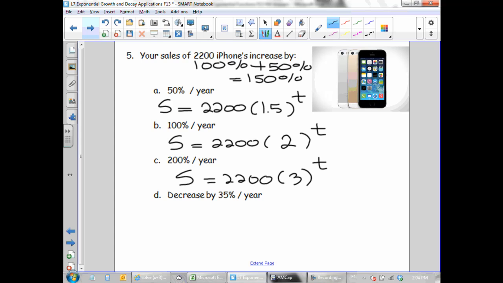How about this one, though? You have a bad year with your iPod sales. Remember, you start at 100. We're losing 35. 100 minus 35 is 65%. But if you write that, you've got to use a decimal. That's easy.